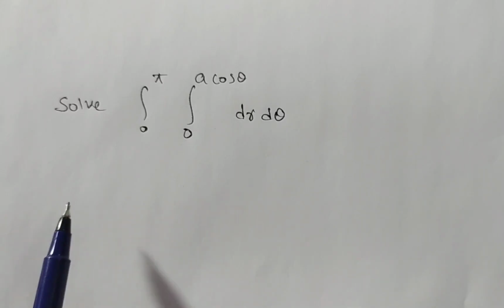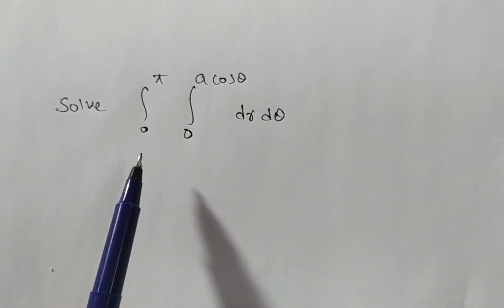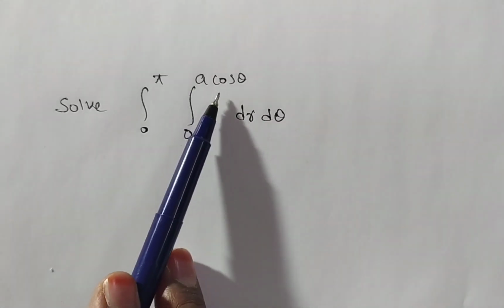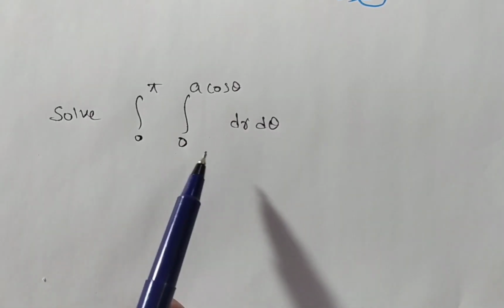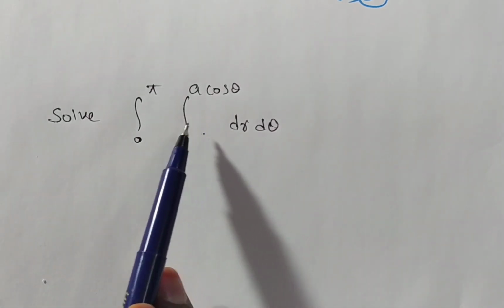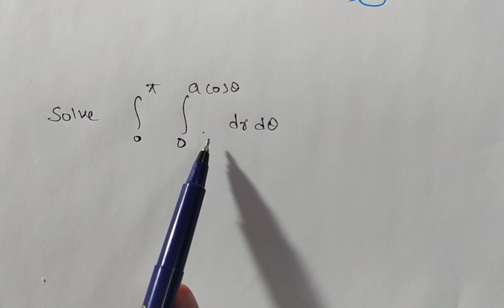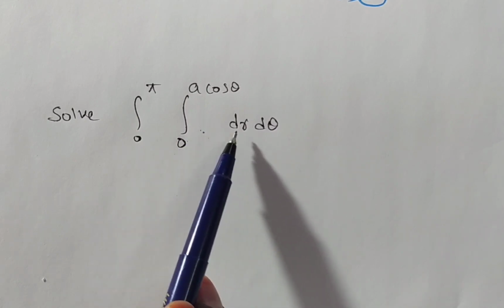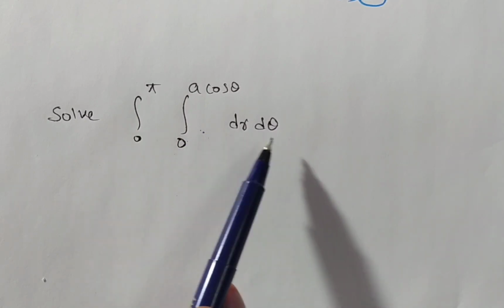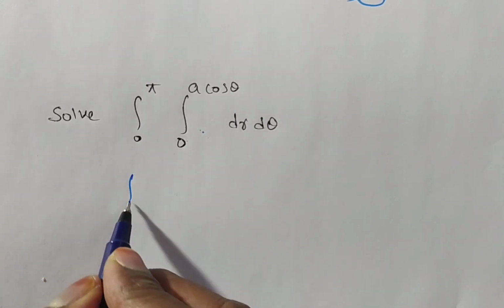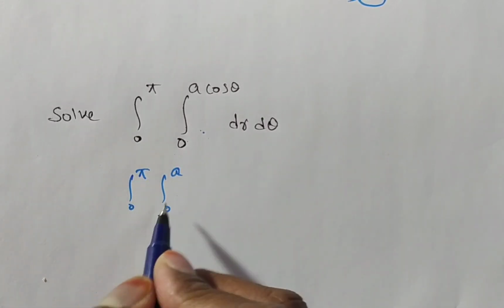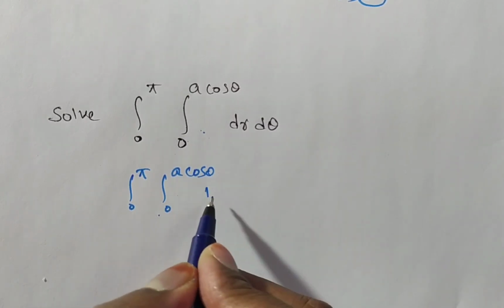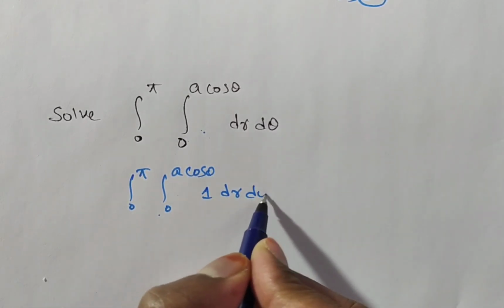Here the given problem is to solve the integral from 0 to pi, integral from 0 to a cos theta, dr d theta. Now you observe the integrand: they are not given anything, but you can treat it directly. The integrand is dr d theta, so you can write 1 into dr d theta. Yes or no? So this is the integral from 0 to pi, integral from 0 to a cos theta, of 1 into dr d theta.